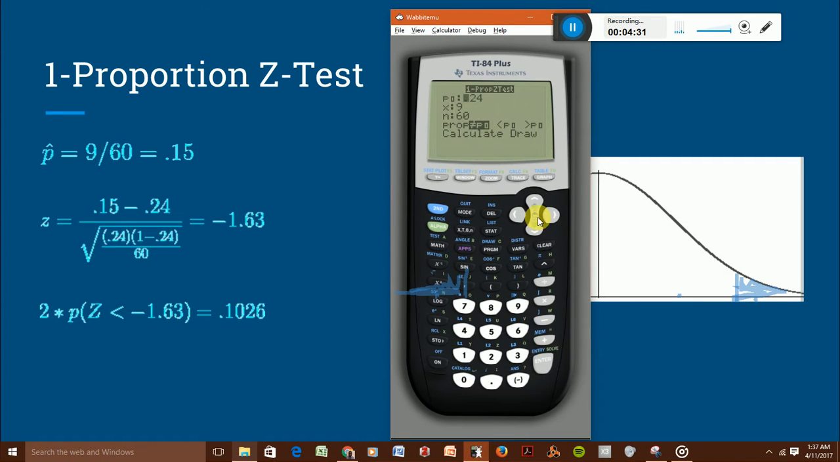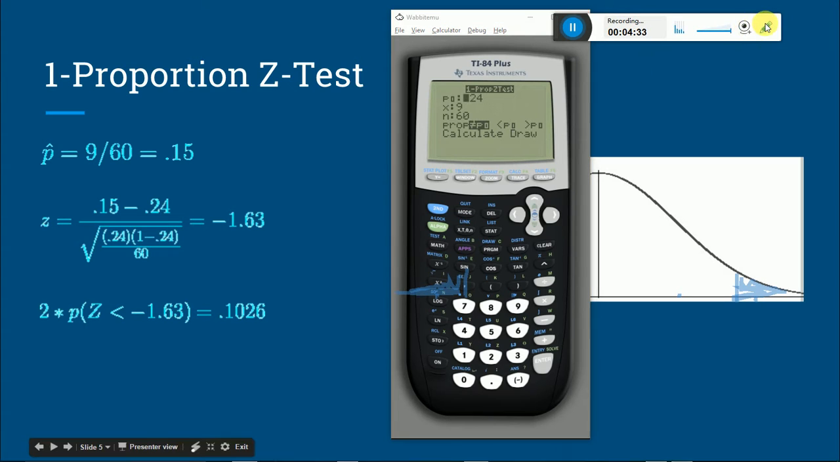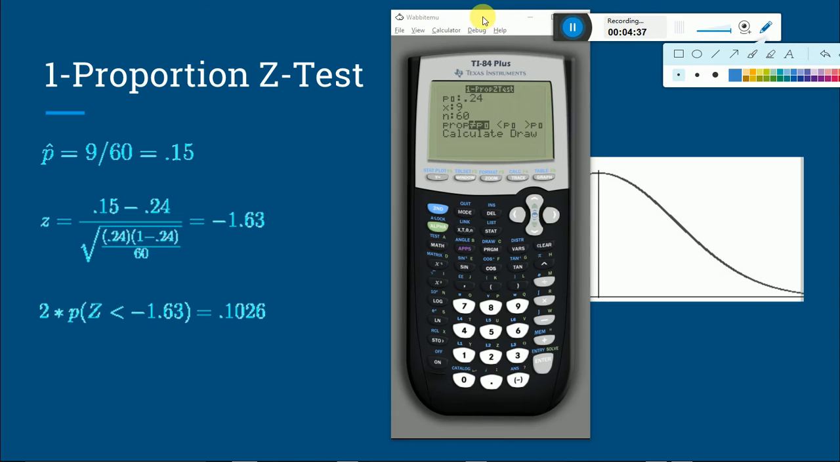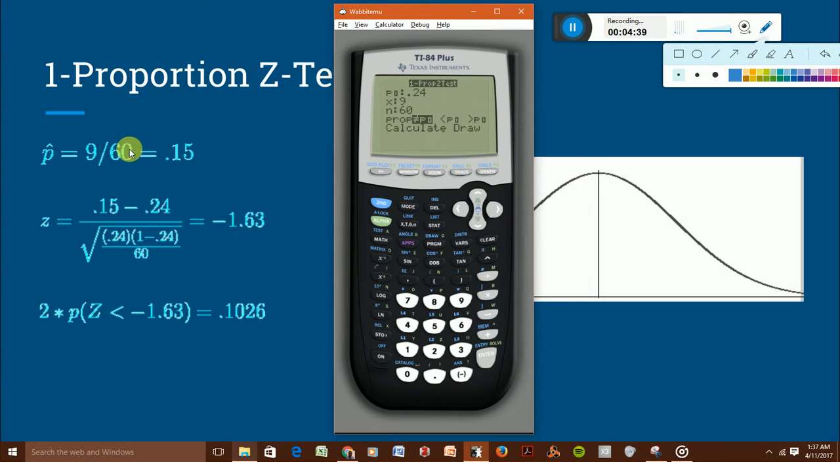We have our null hypothesis, which says 0.24. All right. And then we have, out of 60 M&Ms, 9 that were blue. It's a not equal to. And then remember, we can also have the calculator draw our distribution, in this case of z-values, for us, so that we can see what the shading on the graph looks like.